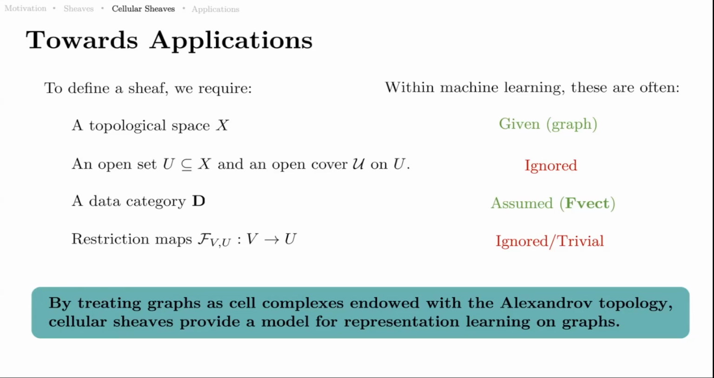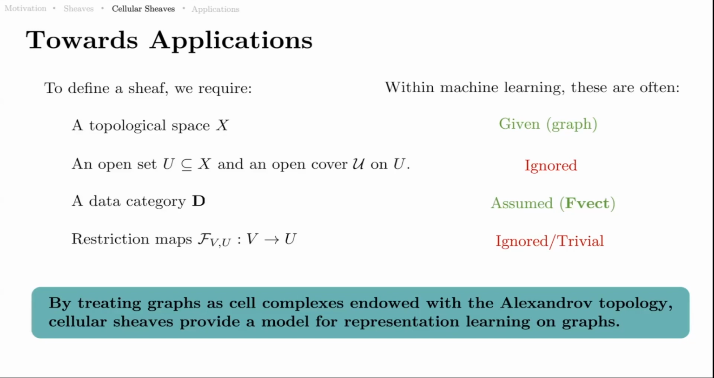To define a sheaf, we require this data category. So like the data we're going to assign to our underlying space. Within machine learning, this is almost always the category of vector spaces. So in terms of generalizing these ideas or further playing around within the categorical ooze, if you will, choosing different data categories is an interesting avenue for future work.